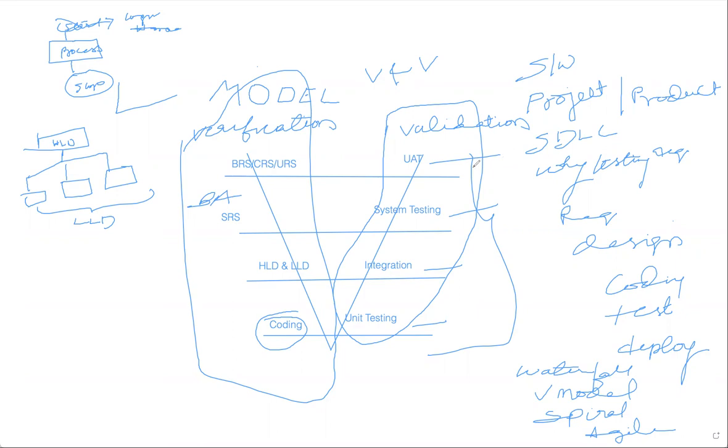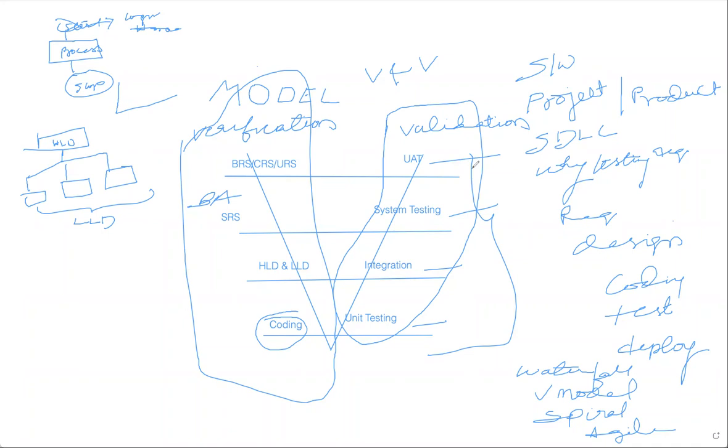All these levels of testing come under the validation part. So what does validation mean? It is checking whether our product is working as per the customer requirements or not. Whatever the customer provided in the requirements, the product should work as per it. That is a kind of validation.